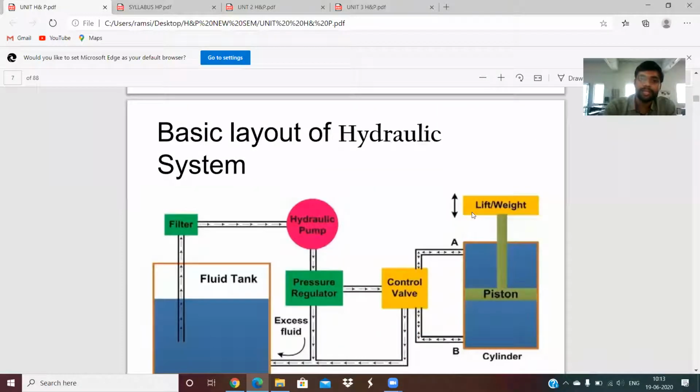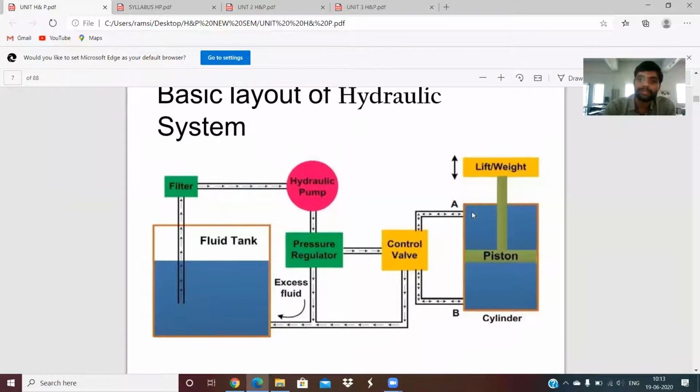Here again, the basic layout of a hydraulic system is explained in this slide. First is the fluid tank, then the filter, then the hydraulic pump, then the pressure regulator. The pressure regulator regulates the pressure between both sides of the system. There is always one side at low pressure and another at high pressure. To maintain the pressure difference, or to increase or reduce the pressure, we use this pressure regulator. The pressure regulator is associated with the control valves, and this control valve is connected to the cylinder here.